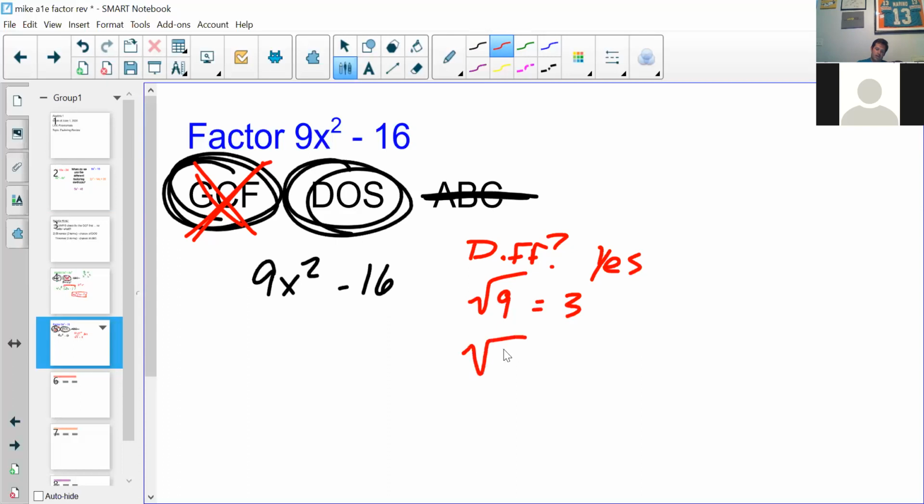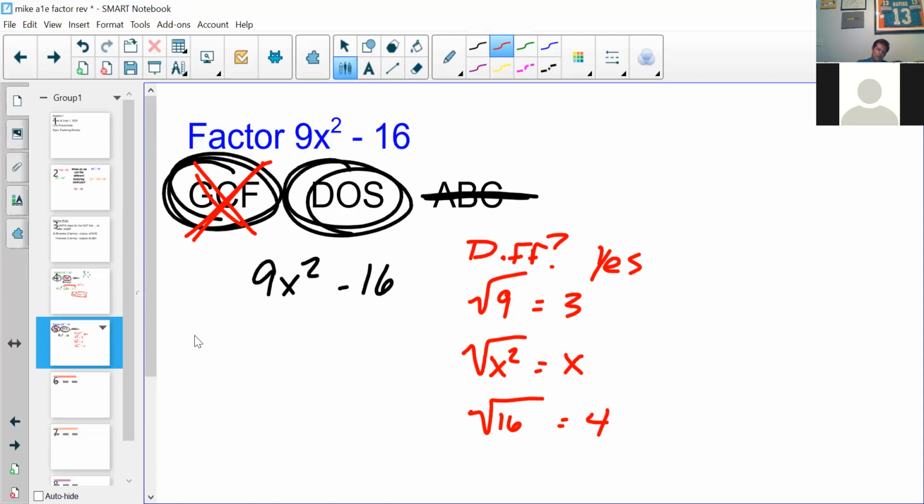What about x squared? What would be the square root of that? Well, that's x. What about 16? Is 16 a perfect square? It is. 4 times 4 would be that. So we have a difference. There's a minus sign in between. And each of the parts of our terms have a perfect square involved.